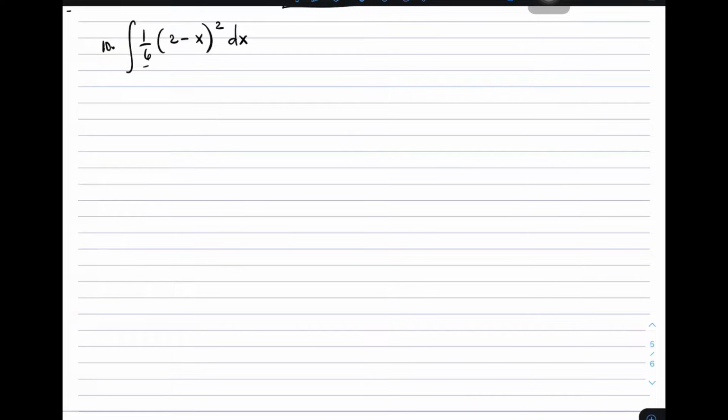Now let's do item number 10. Sa item number 10 natin, we have the integral of 1 over 6 times 2 minus x raised to 2 dx. So, sabihin nyo na naman medyo mahirap, pero hindi. I-treat natin yung ating 1 over 6 bilang constant. And then, meron tayo ngayon ditong 2 minus x raised to 2. We can rewrite this given bilang 1 over 6 integral of 2 minus x raised to 2 dx.